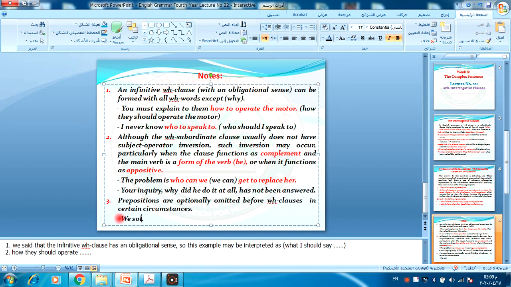So like when we say, we solved the problem of who was at fault. So you see in this example, the preposition of is optionally deleted. You can delete it or you can keep it. So we solved the problem who was at fault, or we solved the problem of who was at fault.